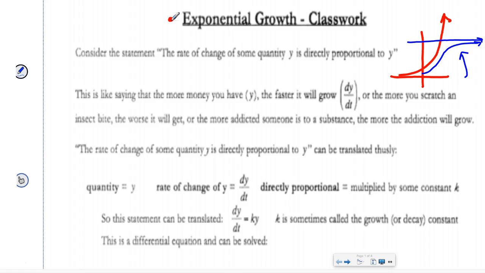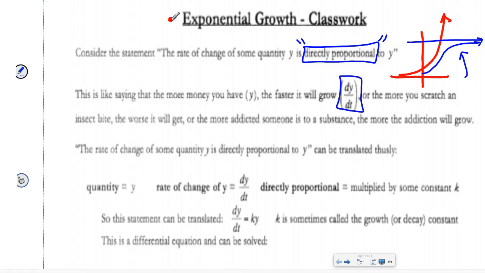So it says the rate of change of some quantity y, and that would be written as dy/dt, its rate of change over time, is directly proportional to y. I want you to put that in the box. That's your green light for exponential growth. When they say something's directly proportional to the amount present.